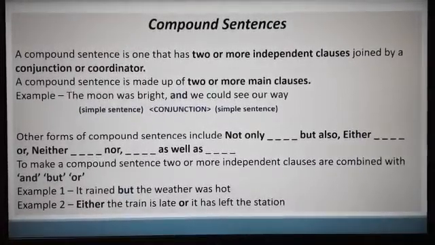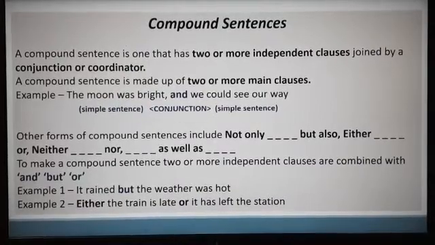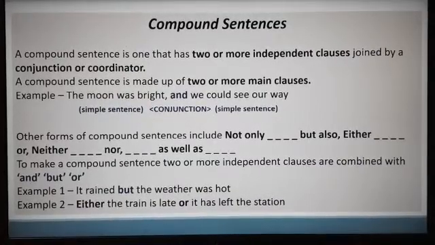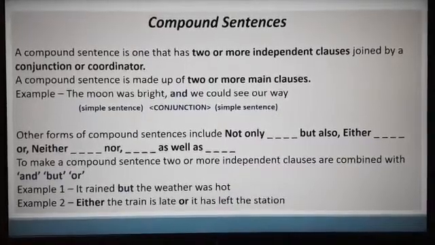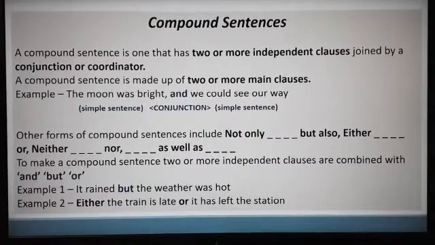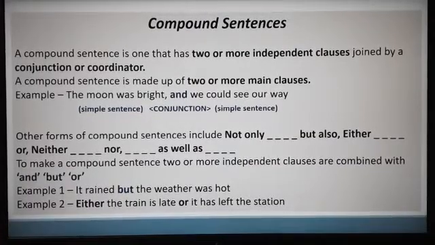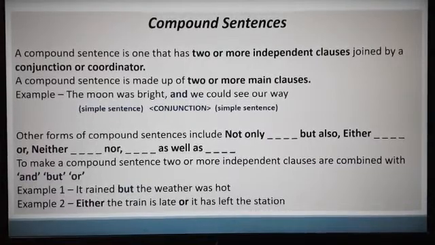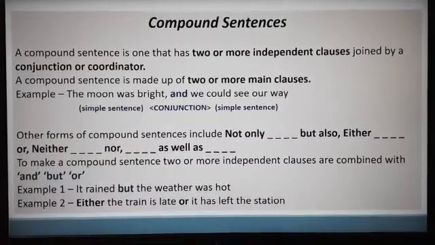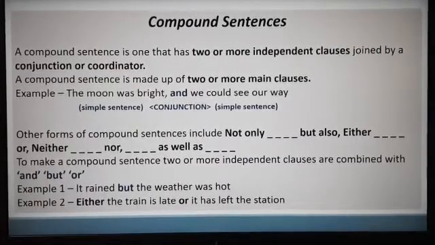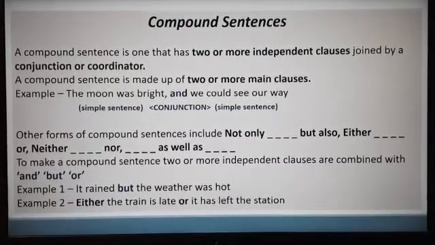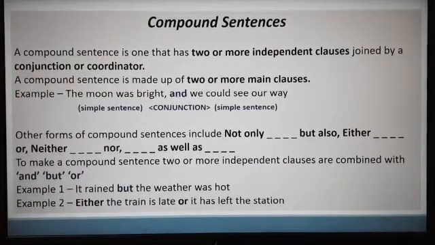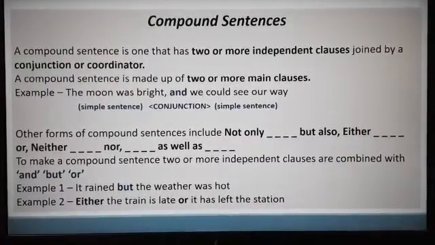Now the example put up on your screen. The moon was bright and we could see our way. In the previous example, we read the moon was bright, we could see our way. Combine it with the conjunction and. Other forms of compound sentences also use not only but also, either or, neither nor, as well as. To make a compound sentence, two or more independent clauses are combined with which conjunction, students? And, but, or.